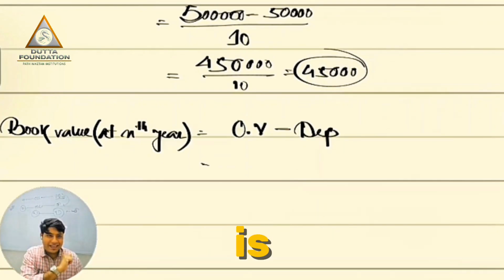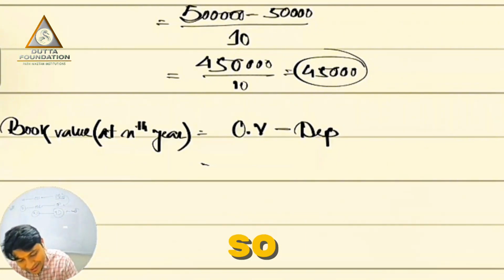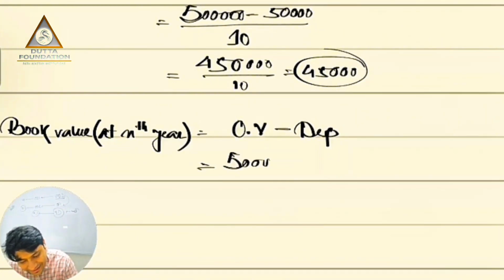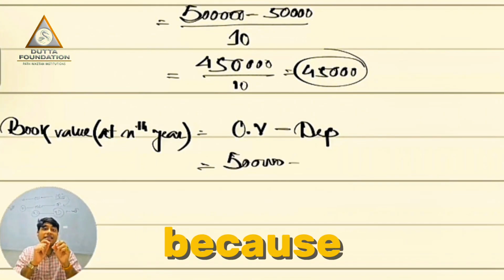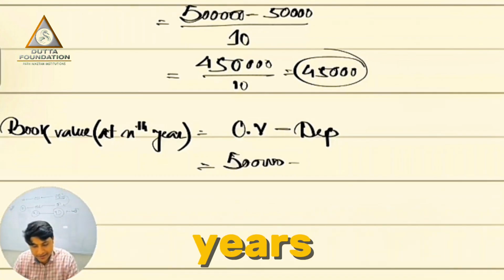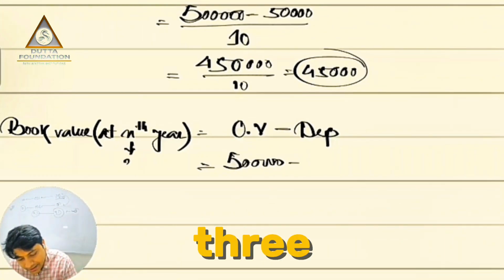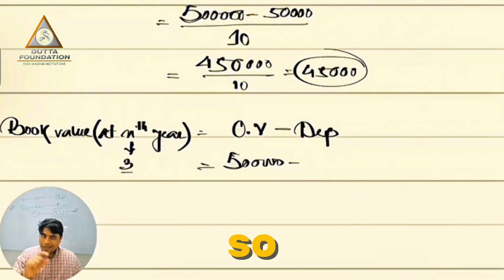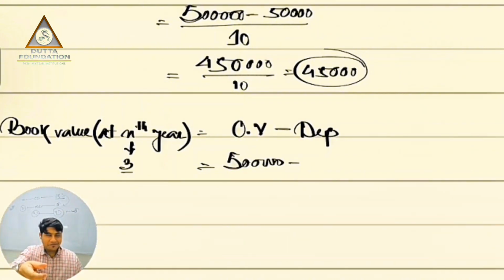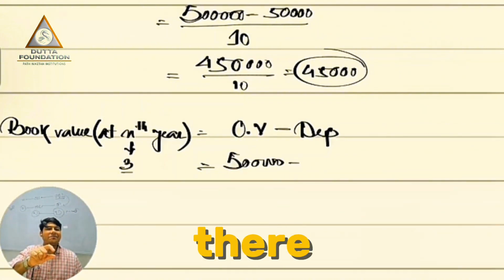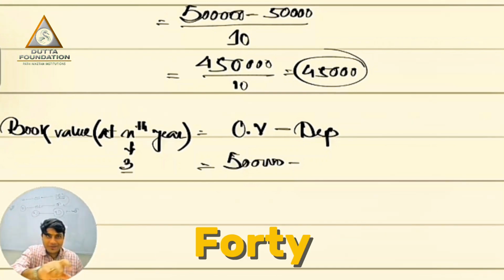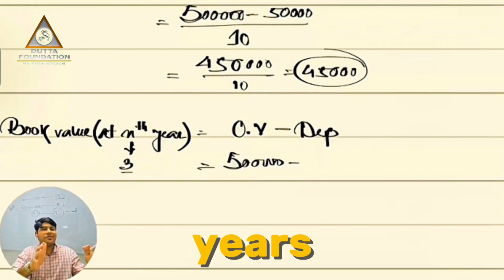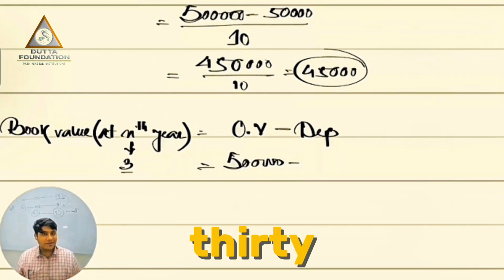So the original value is 5 lakh. Till today, 3 years, because they are asking for the book value after 3 years. So here this n is 3, after 3 years. So 5 lakh is the original value, and each year there is a depreciation of 45,000, 45,000, 45,000. So for 3 years the total depreciation is 1,35,000.